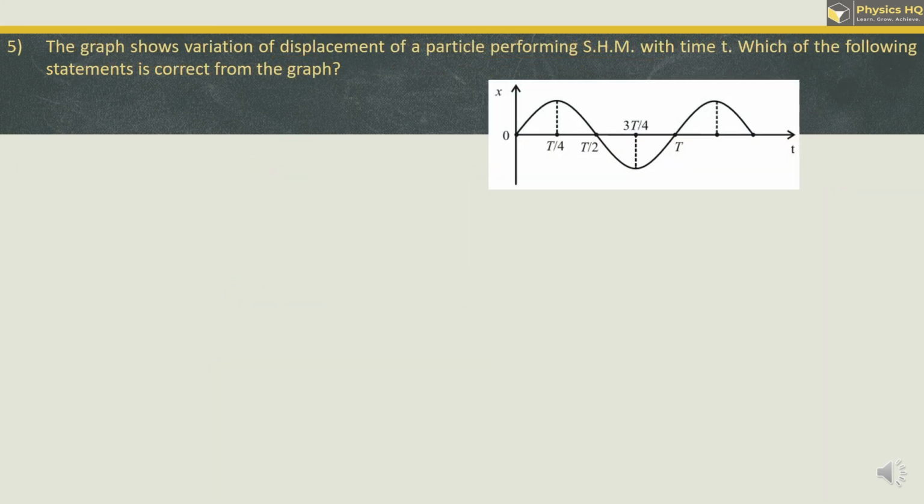The graph shows variation of displacement of a particle performing SHM with time t. Which of the following statements is correct from the graph? Now before going to the options, we will first try to understand the basics of SHM, and I'll put out few things in short so that we can solve this MCQ.